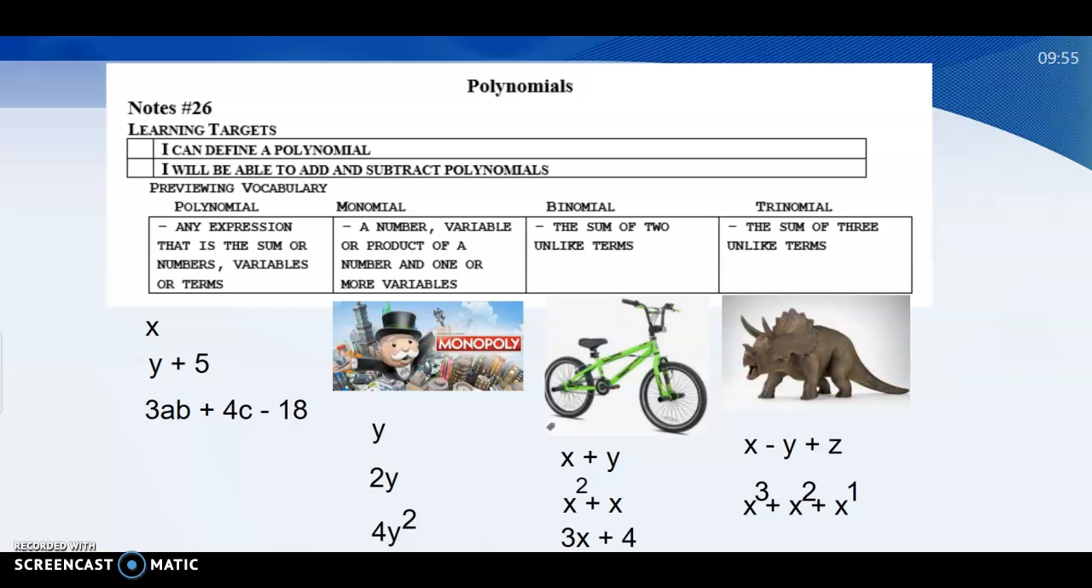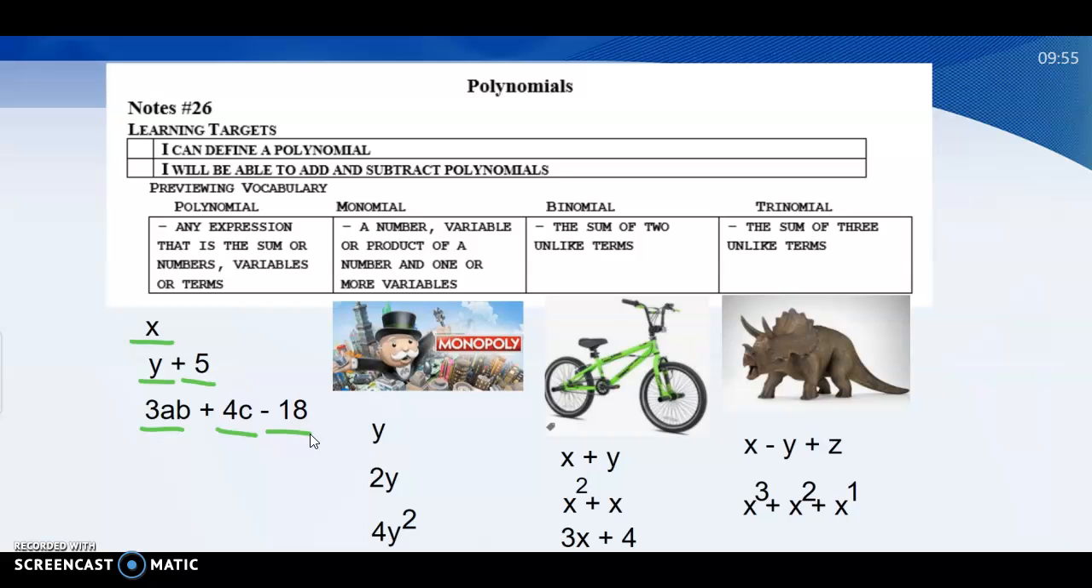So a little bit of vocab here that's going to be important. A polynomial is any expression that is the sum of numbers or variables or terms. So if I'm asked about a polynomial, what is it? Well, a polynomial could be a simple letter, like x, b, c, or m on its own. A polynomial could be a combination of a letter and a number. And it could be a lot of things, like 3ab plus 4c minus 18. So a polynomial is like everything. It's the broad category of terms.